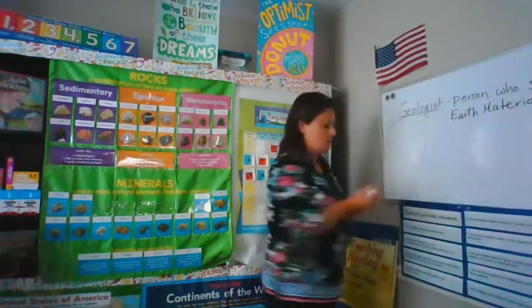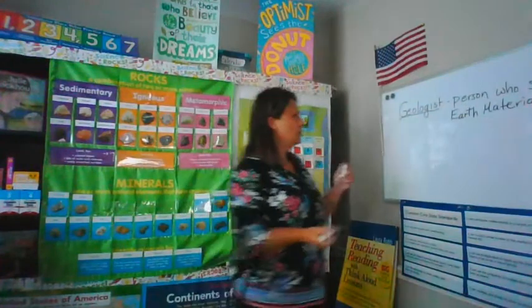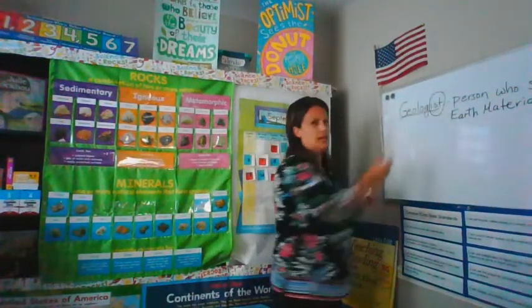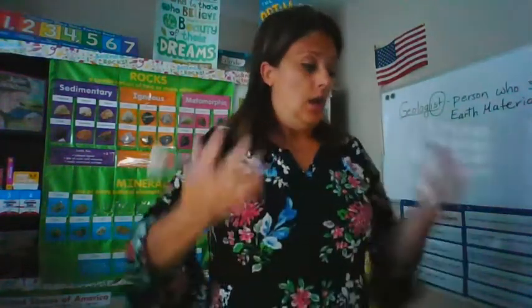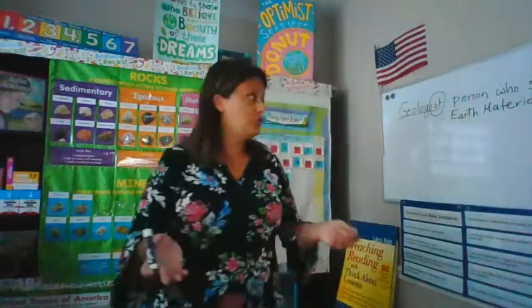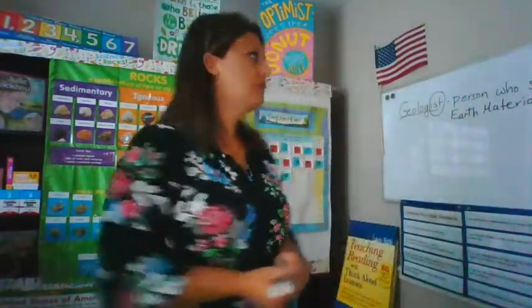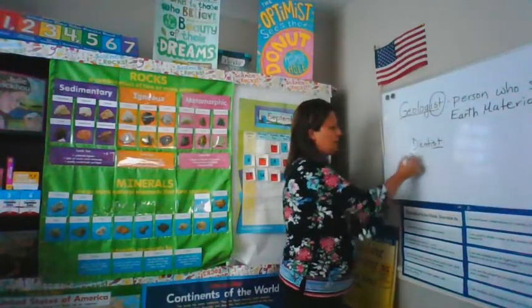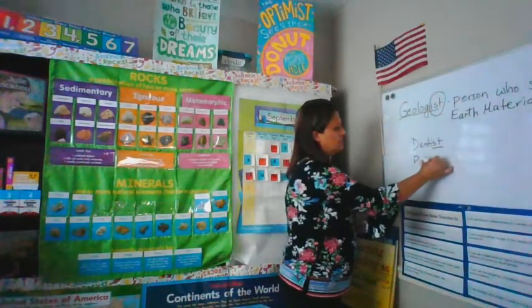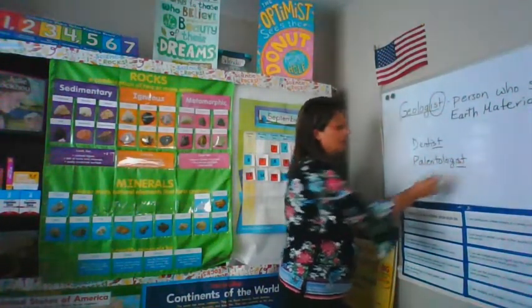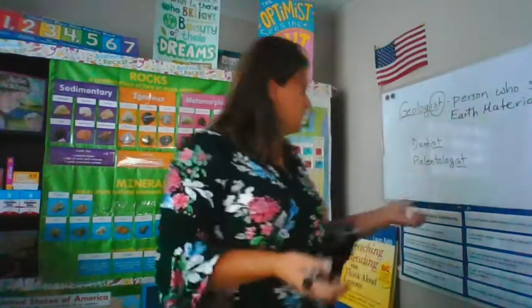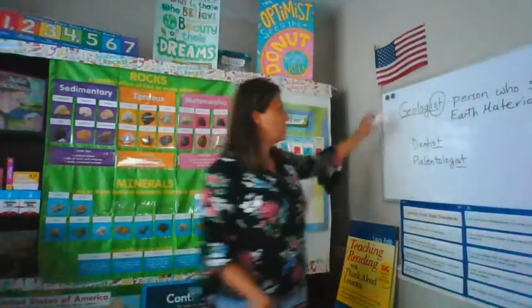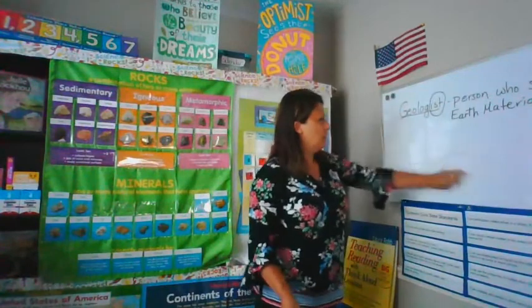Now, I want to also point out that this word ends with IST. Most words that end in IST have to do with a person that is studying or doing something. Like, for example, a dentist, a paleontologist. Those are two examples: a dentist who cleans your teeth or a paleontologist who studies dinosaurs. So that's the definition of a geologist.